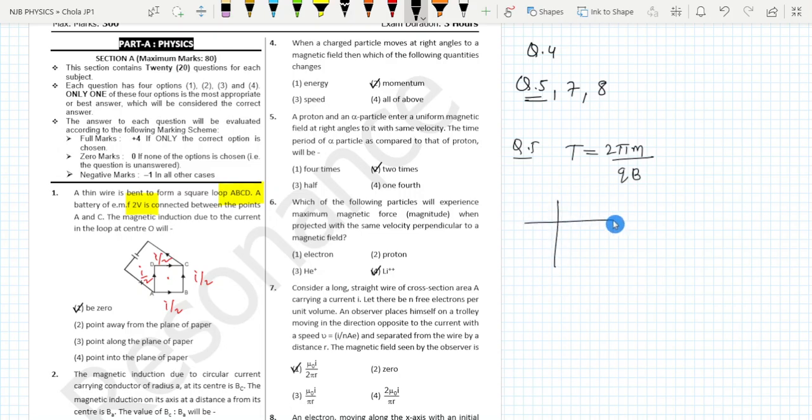Now, if you compare the masses of the alpha particle and the proton, for the proton, if the mass is m, then the mass for the alpha particle is 4 times m. And the charge for the proton is e, then the charge for the alpha particle is 2 times e. So what matters here is the ratio of m to q. Then for the alpha particle, the ratio is 2 times m by e, and the ratio for the proton is m by e. Now I think we can compare the time periods for the alpha particle and the proton.